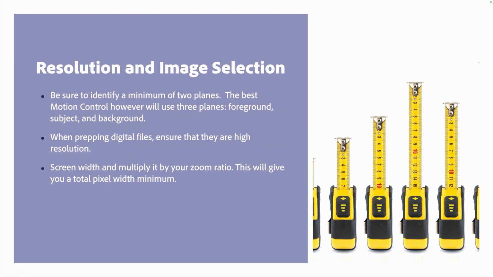Ideally, we also start with adequate resolution. So if you're delivering in 4K and you need almost 4,000 pixels across, that means you probably need 3 to 5 times as many pixels to start with, so you can do zooms or camera moves. Think about the screen width and just multiply it by your zoom ratio. That'll give you a good minimum width.